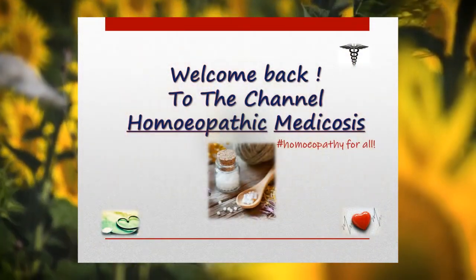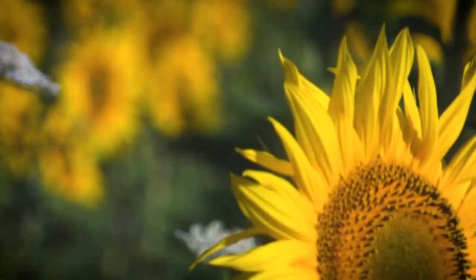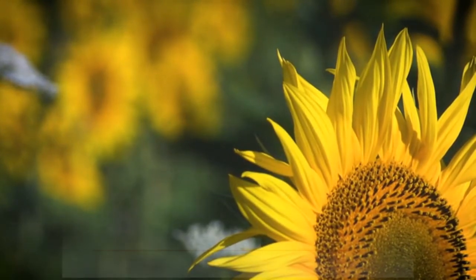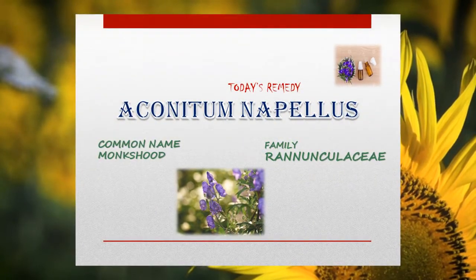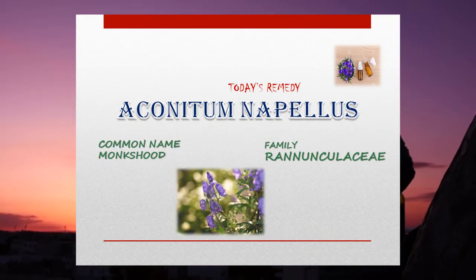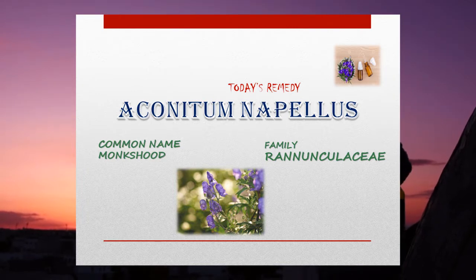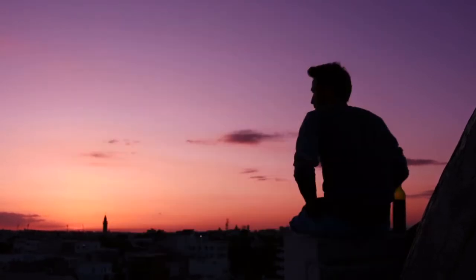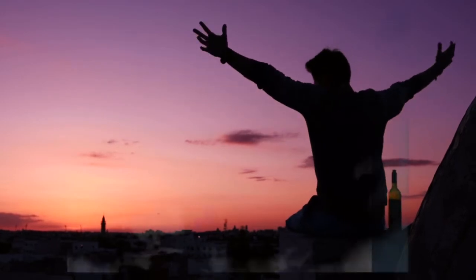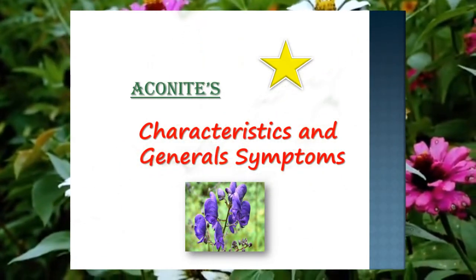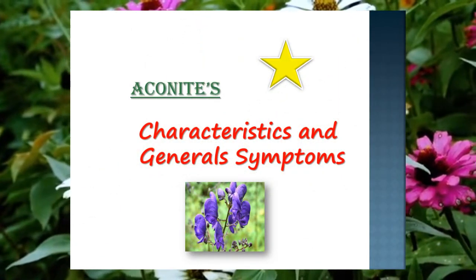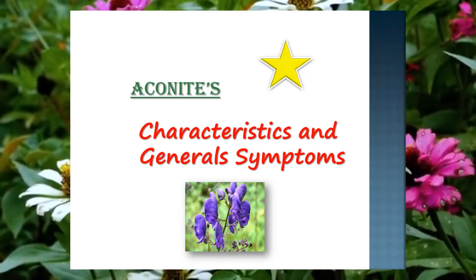And today we will discuss one of the most useful acute homeopathic remedies, that is Aconite napellus, whose common name is monkshood and belongs to the family Ranunculaceae. So we will study the general and characteristic symptoms of Aconite in this video, and we will see what kind of cases require Aconite napellus, what is the nature or origin of the disease, and what circumstances lead to the precipitation of the illness in the person.